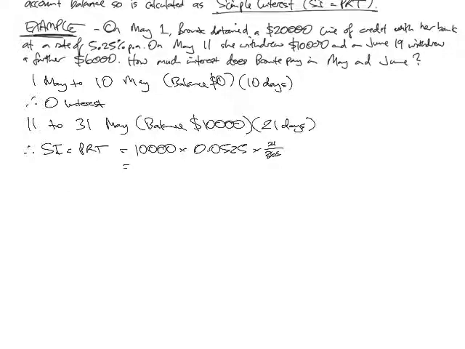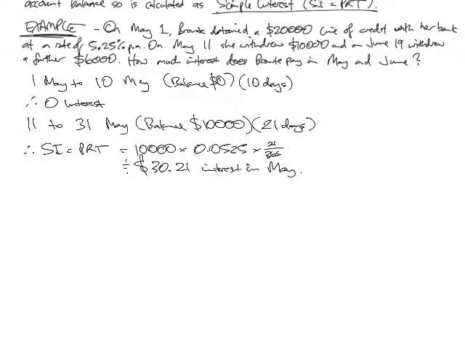Alright, and then I just need to grab my calculator. So chuck that into your calculator, starting off with the fraction: 21 divided by 365, times 0.0525, times 10,000. Alright, so that's telling me she needs to pay approximately $30.21 interest in May, because she only had a balance from May 11th to the 31st of May.